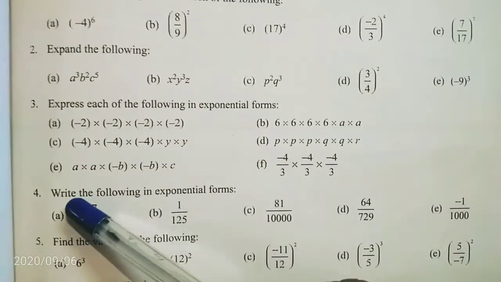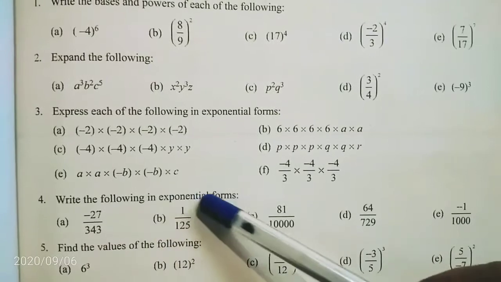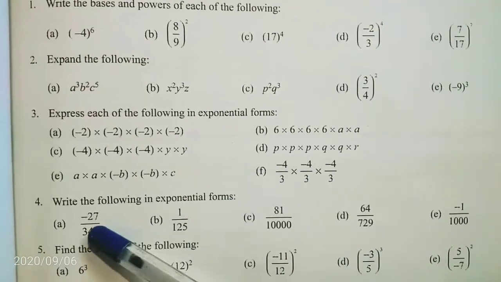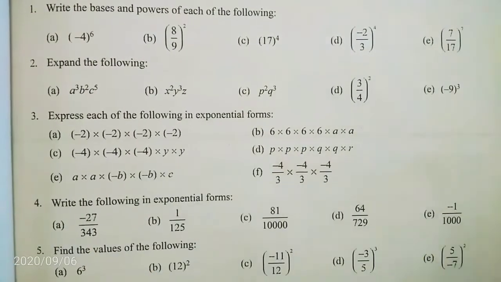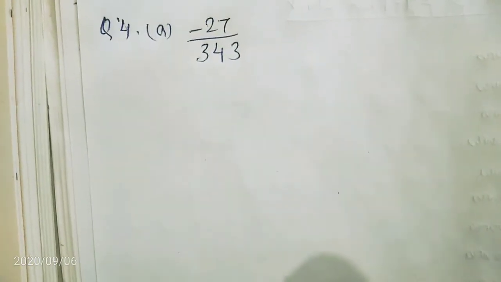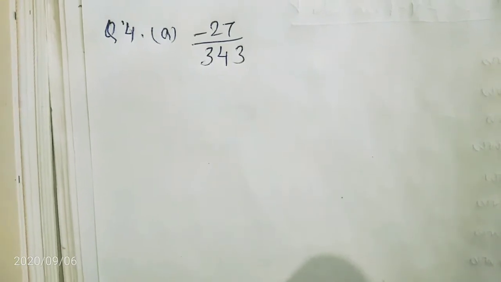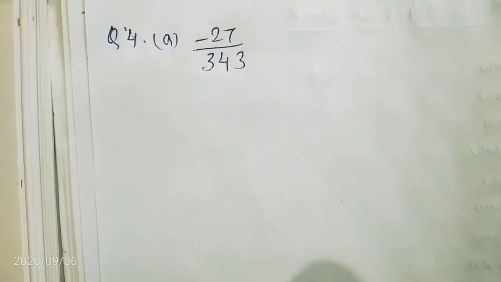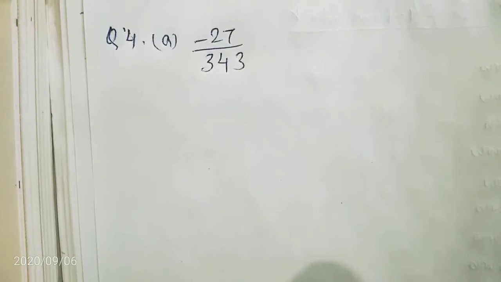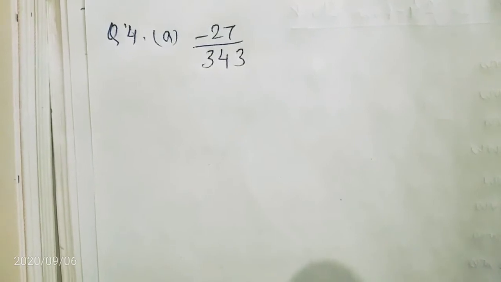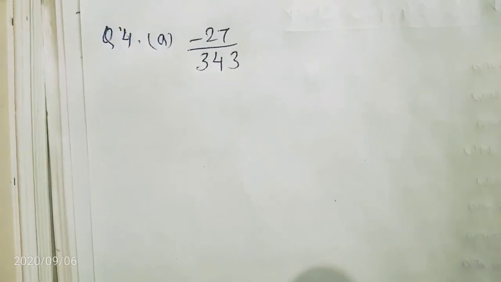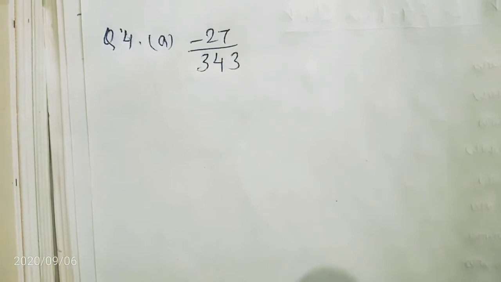Now question number 4, write the following in exponential form. So now you have to break this number and write in exponential form. That means you have to expand it. Now see, minus 27 by 343. So you have to expand it. That means you have to break this number. How to break this number? So the thing is, you have to break this number into the same number multiplication. That means the same number should be multiplied. Okay, so how to get this same number? You will factorize it, then you will get it.